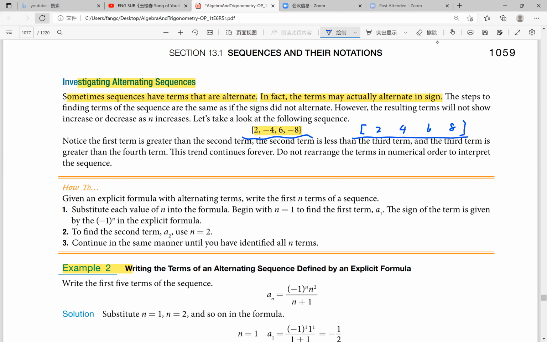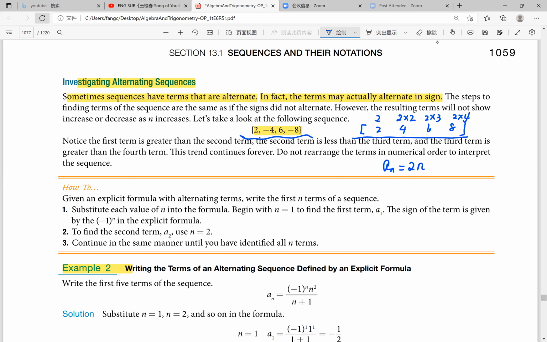The first one is 2, and the second one we can write as 2 times 2. The third one we can write as 2 times 3. The fourth one we can write as 2 times 4. So it is very easy for us to find the explicit formula for this sequence. So how to do it? an equals 2 times n. So n equals 1 is 2, n equals 2 is 4, n equals 3 is 6, n equals 4 is 8.